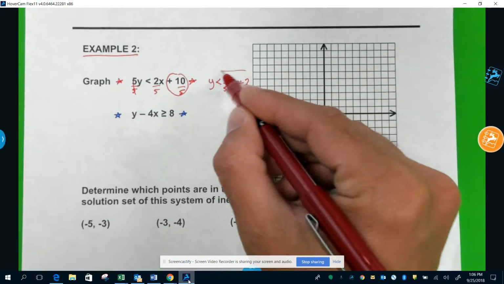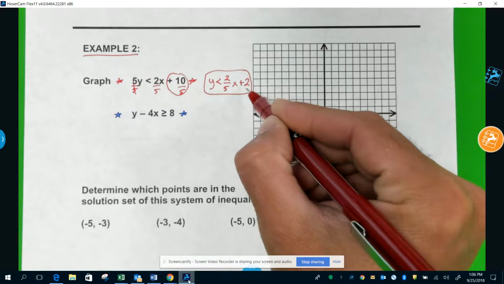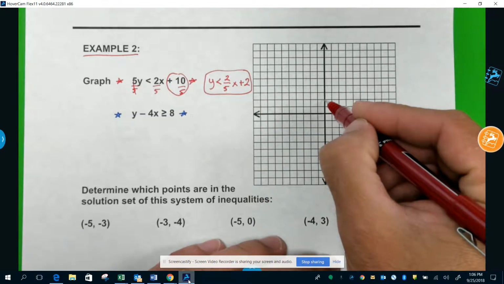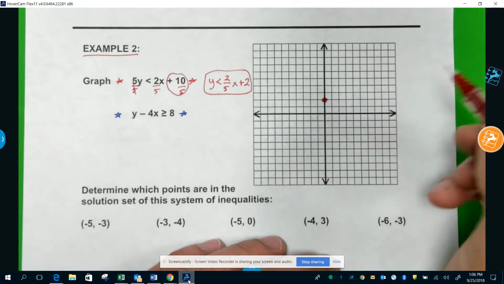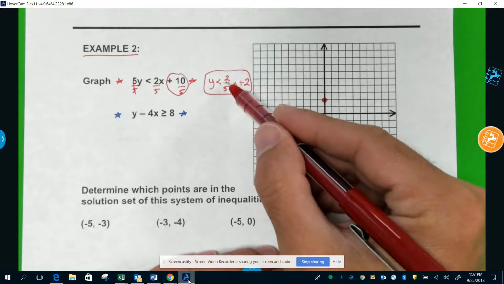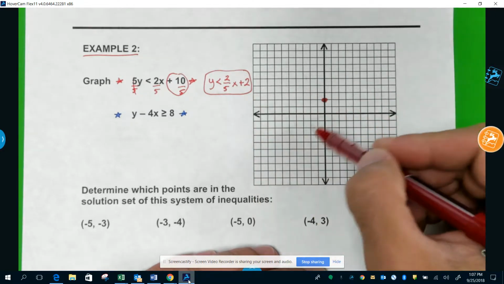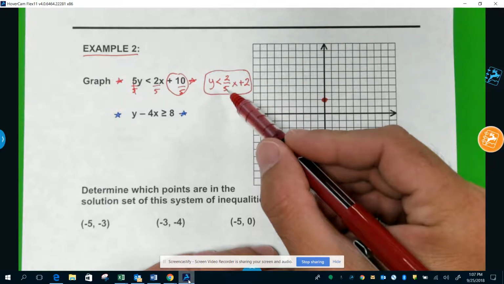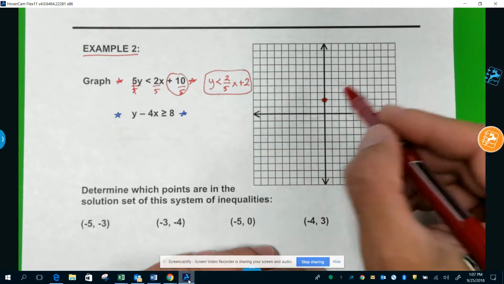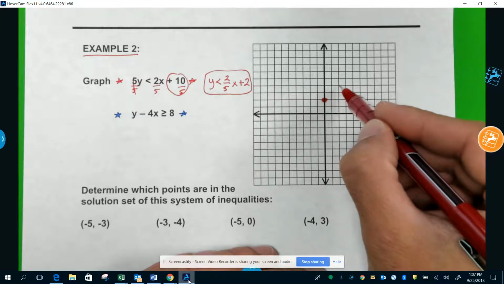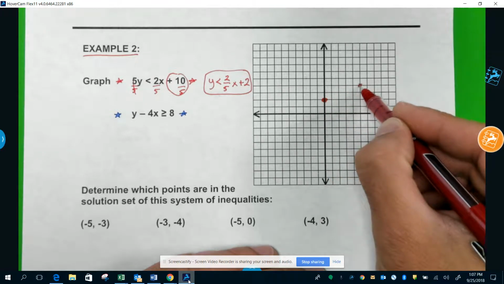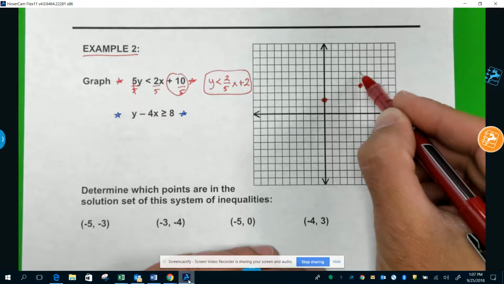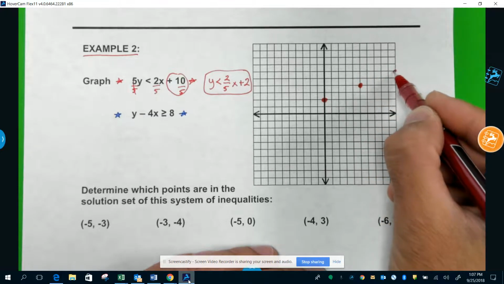So to graph this, the first thing we always want to graph is our y-intercept, which is positive 2 on the y-axis. And our slope here is positive 2 over 5. Positive slopes go up and to the right. So we're going to go up 2 and over 5, up and to the right. We're going to put as many coordinates as we can. Up 2, over 1, 2, 3, 4, 5.